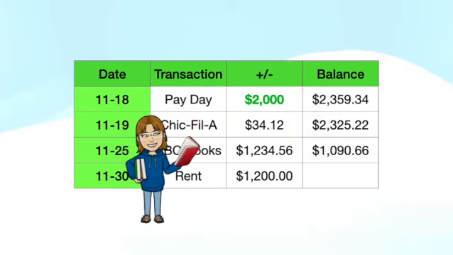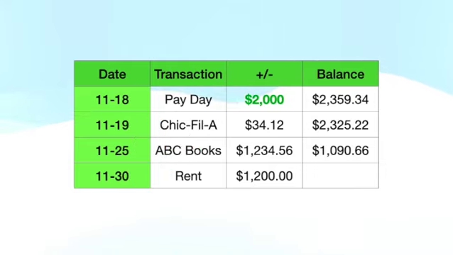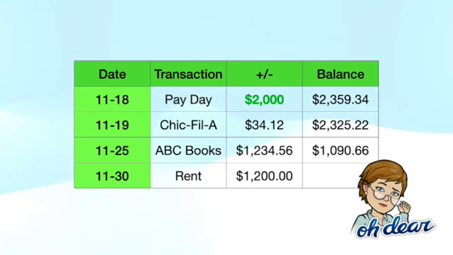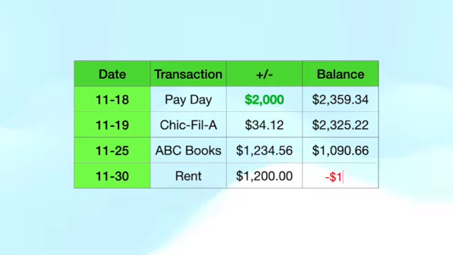I'm like, hey, you know what? I still got $2,000. I'm going to go to my favorite bookstore, ABC Books, and buy a whole bunch of books. And so I do that. And then I remember that I have to pay rent. Do I have enough to pay rent? No. I end up with a negative amount in my checking account.